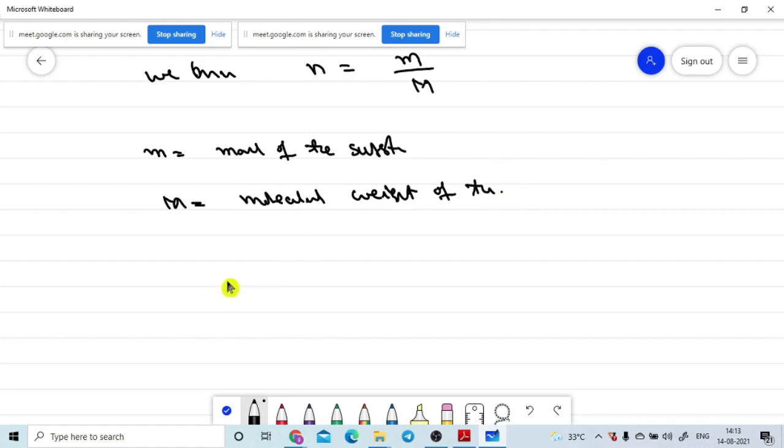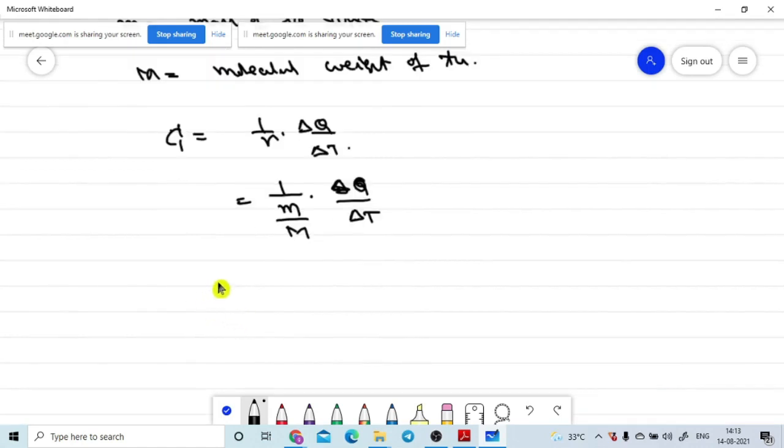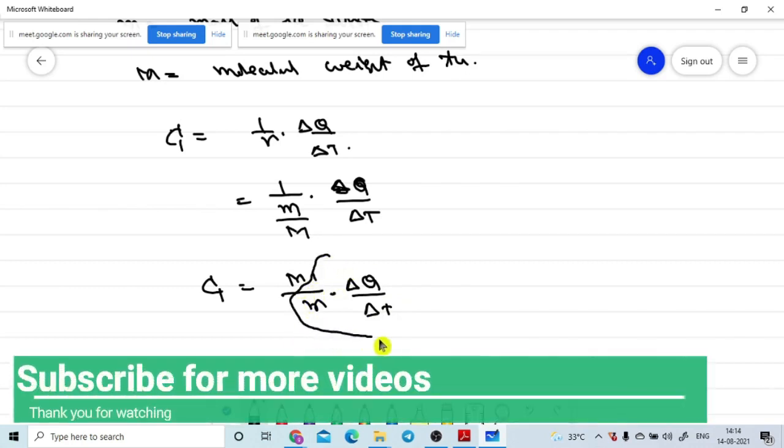So can we write this formula like this? Capital C is equal to 1 by n into delta Q by delta T, which can be written as 1 by n, meaning small m divided by capital M, into delta Q by delta T. So denominator by denominator, it will come to the numerator. So capital C is equal to capital M divided by small m into delta Q divided by delta T. Okay, now will you please look at this one? 1 by m into this term is another physical quantity.